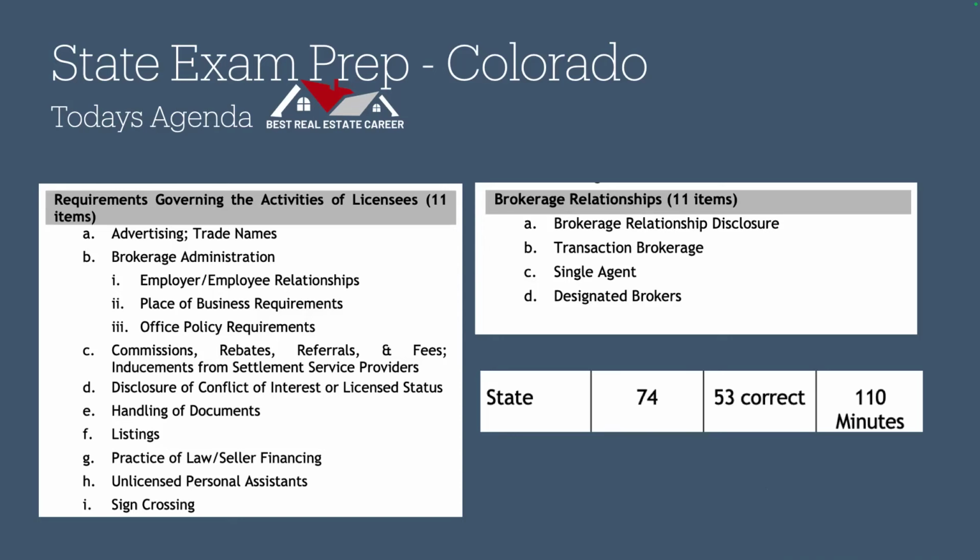So what you're staring at right now is directly from PSI. This is the brand new candidate bulletin that says, like, this is what they're going to test you on. So out of these two subjects, again, there's going to be 11 questions around requirements governing the activities of licensees, and there's going to be 11 questions around brokerage relationships. So we're talking 22 questions.